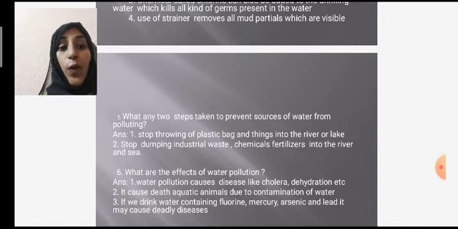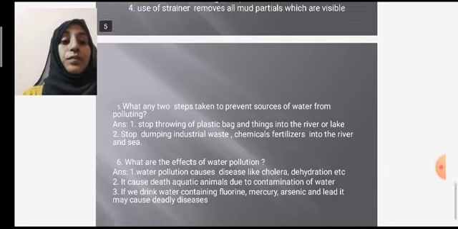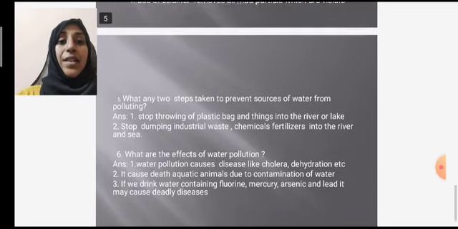If we drink water containing fluorine, mercury, arsenic and lead, it causes deadly diseases. If the water contains all these things, fluorine, mercury and arsenic, it leads to many deadly diseases which may lead to our death also. So these are the effects of water pollution. So these are a few question answers.